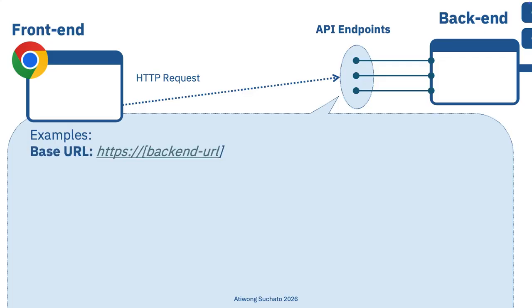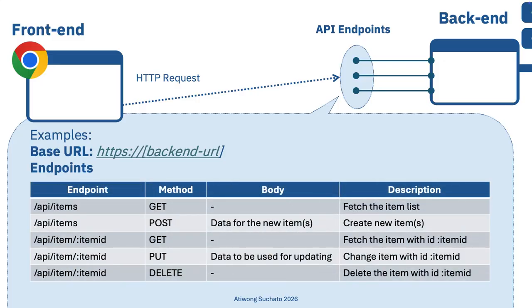For example, an endpoint such as /API/items with the GET method could be used to fetch the list of items. The same /API/items endpoint with POST could be used to create a new item with new data placed in the request body.